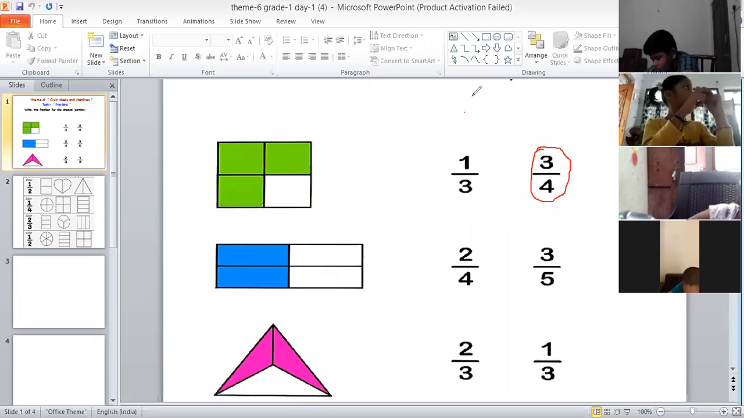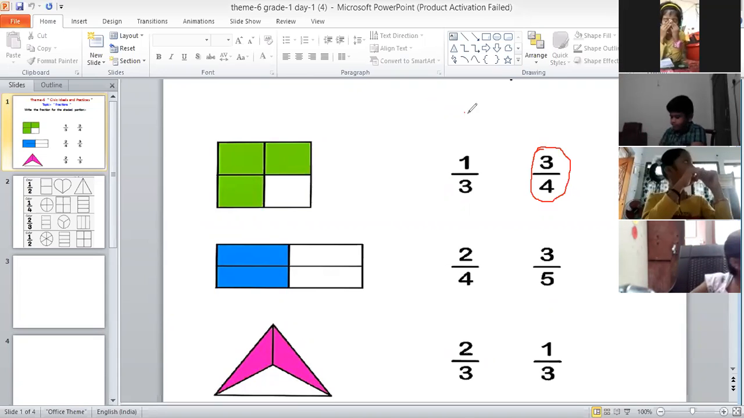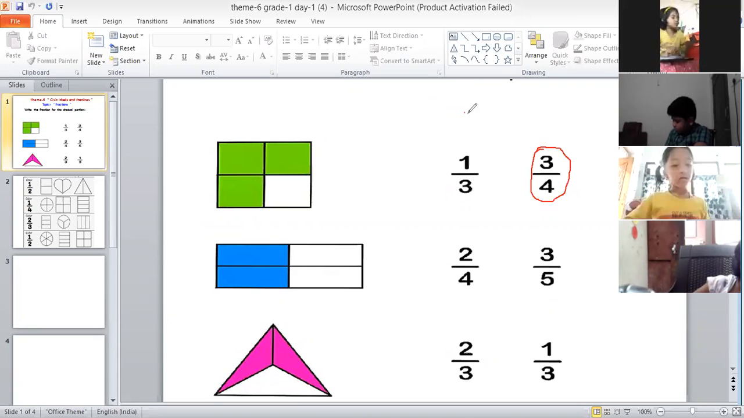Bhavashrit? Yes, ma'am. Yes, now look at the second shape, Bhavashrit, and tell me this shape is divided into how many parts? Into 4 parts. Okay, now second shape is a rectangle and this rectangle is divided into 4 parts. Now out of these 4 parts, how many are shaded? 2. Yes, children, out of these 4 parts, only 2 are shaded.